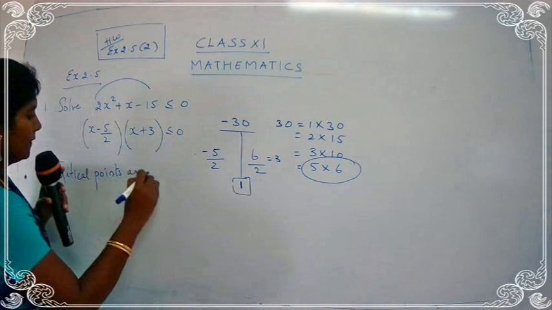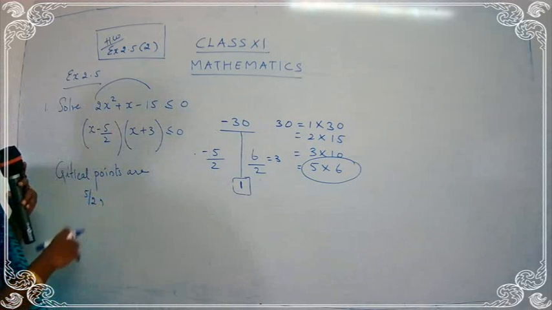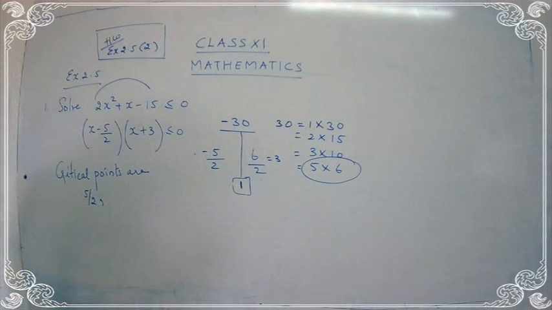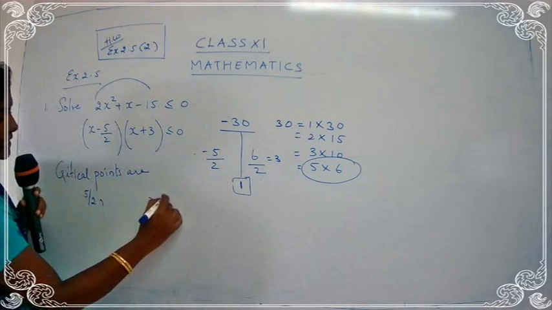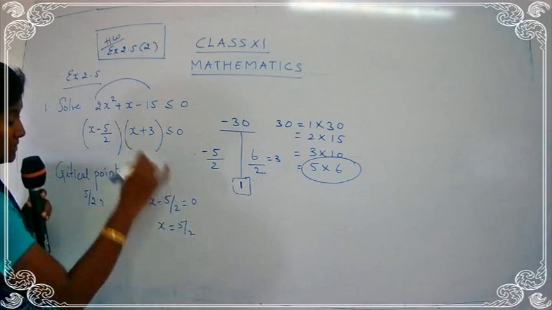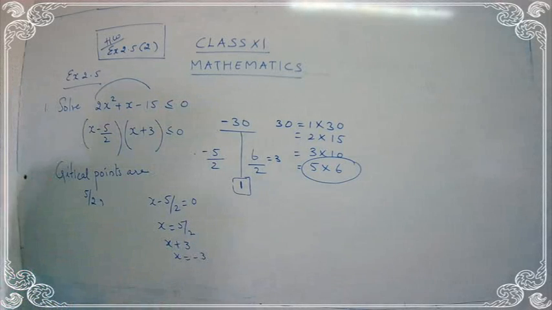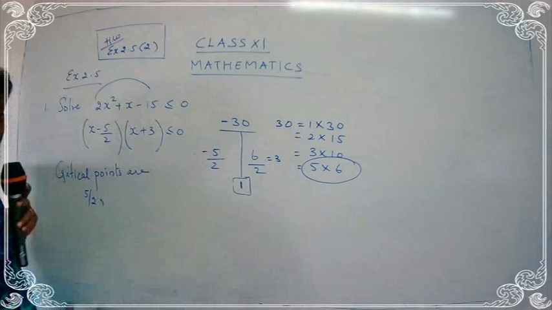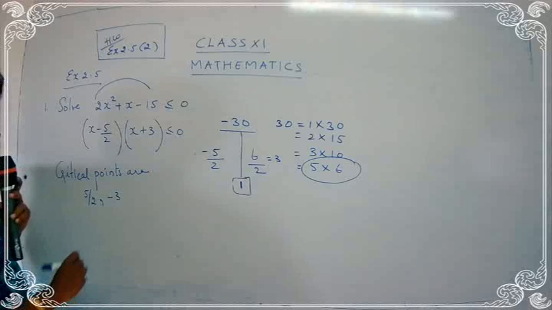The critical points are 5 by 2. You have to take a positive value, children. So it's 5 by 2 and minus 3. So like you have taken the zeros. So x minus 5 by 2 is equal to 0 means you get x is equal to 5 by 2, yes. Same way x plus 3 is equal to 0, you get x is equal to minus 3. So the critical points are 5 by 2. So do not forget to change the sign, children. So you get 5 by 2 and here you get minus 3.